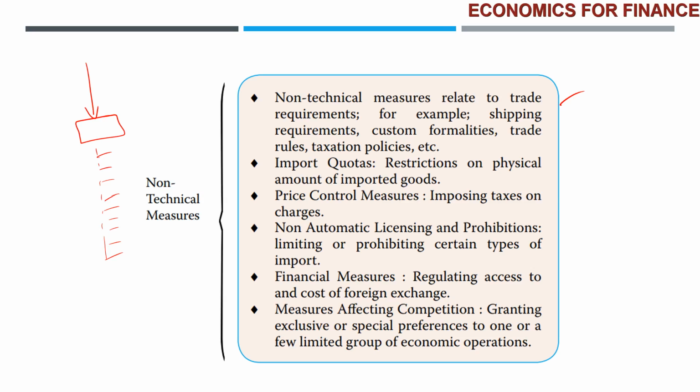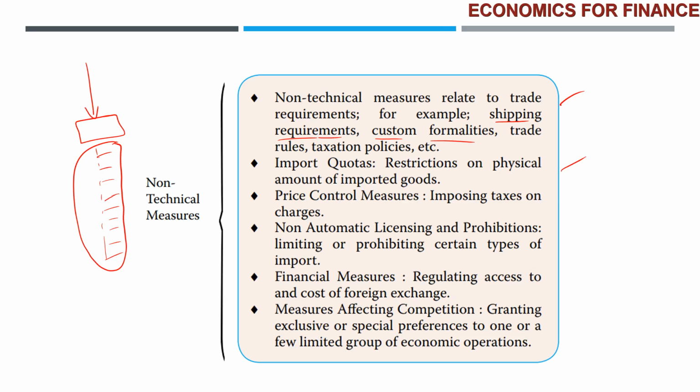Indirectly, we'll put regulations in such a manner that nobody in the world will feel that they have to export goods to India. Imagine I'm telling, not that we are really doing it. If we do that, those are all non-technical measures. We'll create the customs formalities like that, shipping requirements like that, and trade rules, taxation policies like that. Once again, this can be encouraging also, discouraging also. We can make their life easy also, we can make their life hell also. It is in our hands. That is one way of non-technical measures.